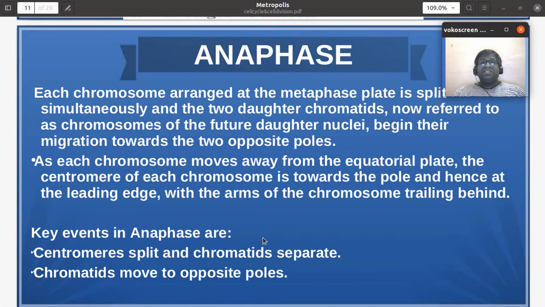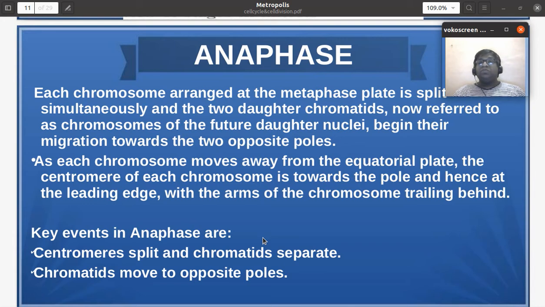See, anaphase is a stage in which the chromosome arranged at the metaphase plate is split simultaneously, and the two daughter chromatids, now referred to as chromosomes of the future nuclei, begin their migration towards the opposite poles. So the sister chromatids break at the centromere and they move towards the opposite poles. So that is what is happening here in the anaphase stage.